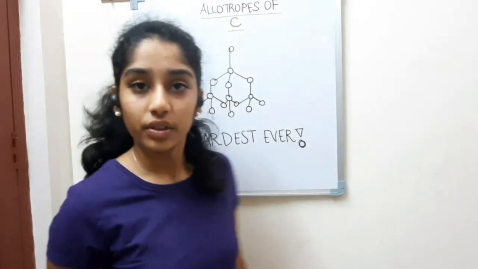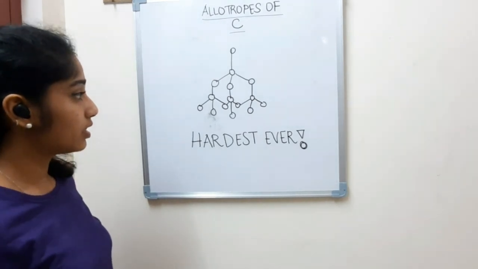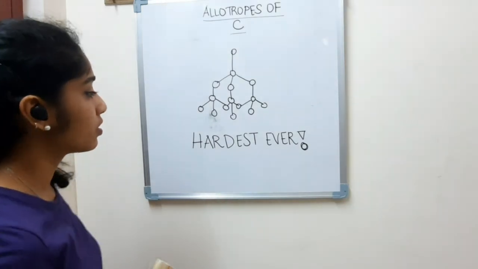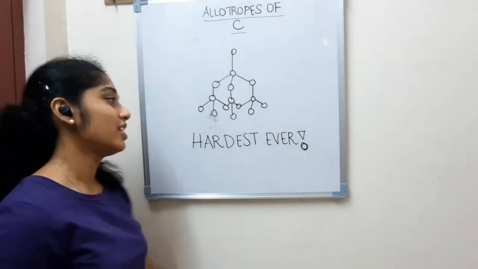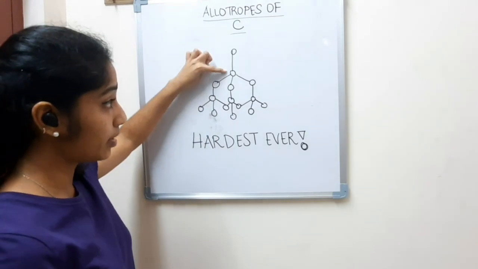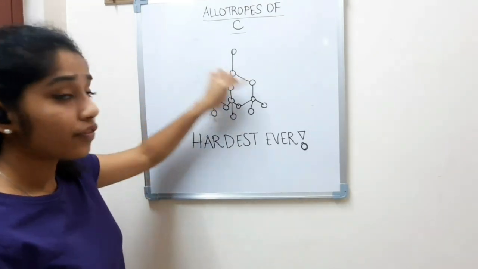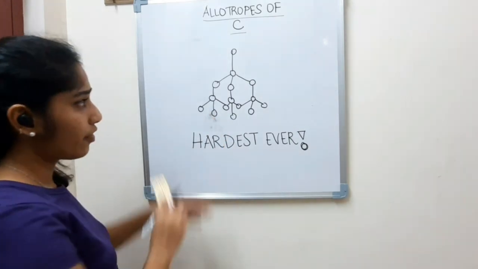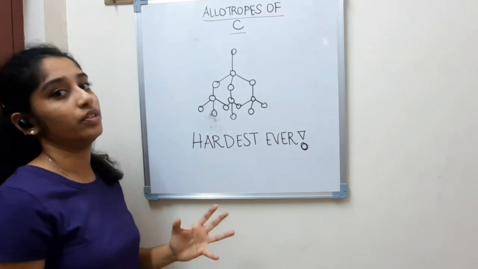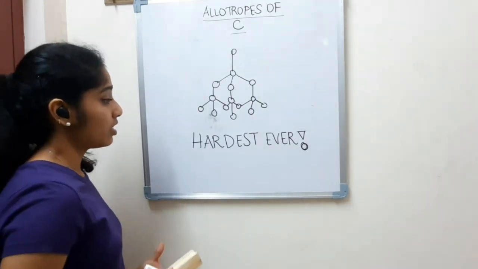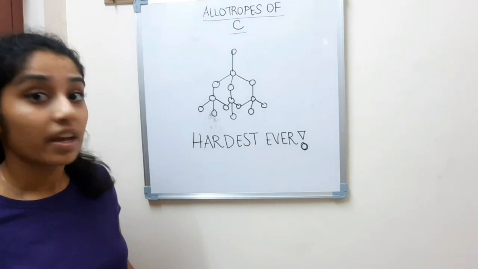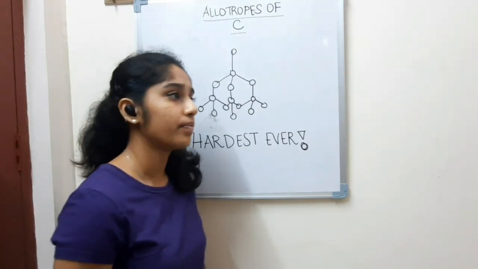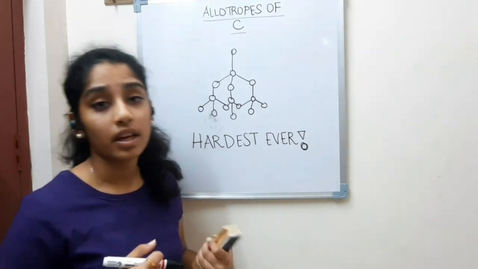Let's move on to diamond. As you can see here, this is the structure of diamond. This is only a part of the structure of diamond. It is the hardest substance ever because each carbon here is attached to 4 carbon atoms. So the valency is complete and it forms a rigid 3D structure that is unbreakable. That's why it is the hardest substance on earth. Diamond is used in jewelry and also for cutting glass, etc.